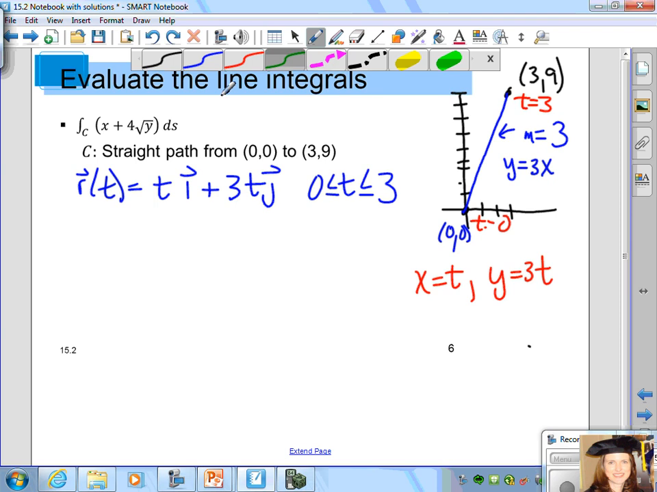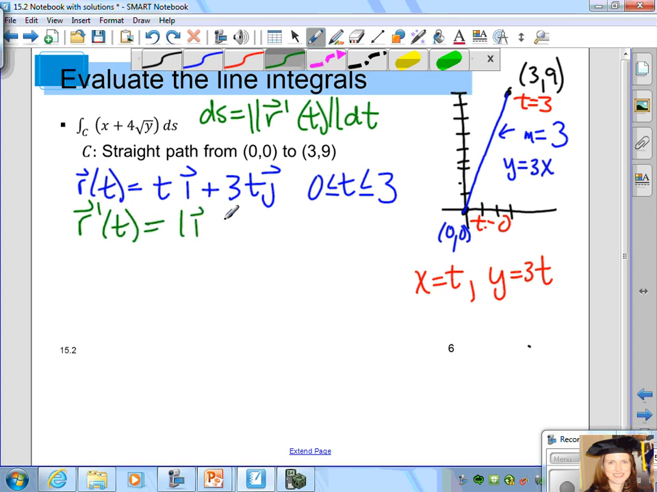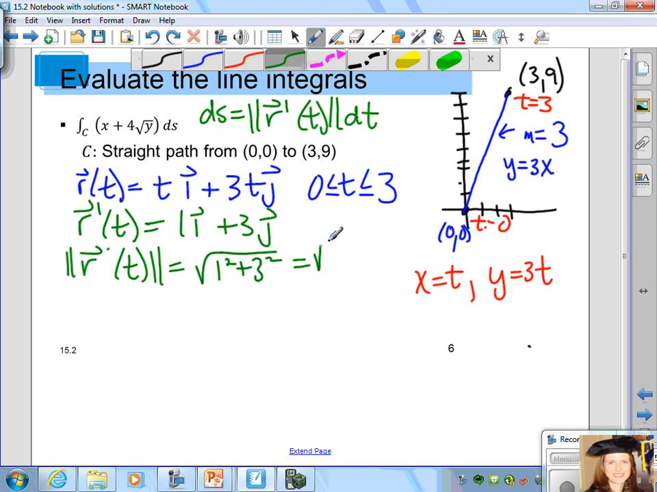Alright, so now again that ds, we're going to replace with the magnitude of r prime of t dt. Since we came up with the parametrization for the path as ti plus 3tj for the time interval from 0 to 3, we want to find r prime of t. Taking the derivative, we get 1i plus 3j, and then we take the magnitude of that. The magnitude of r prime of t is equal to the square root of 1 squared plus 3 squared, or the square root of 10.